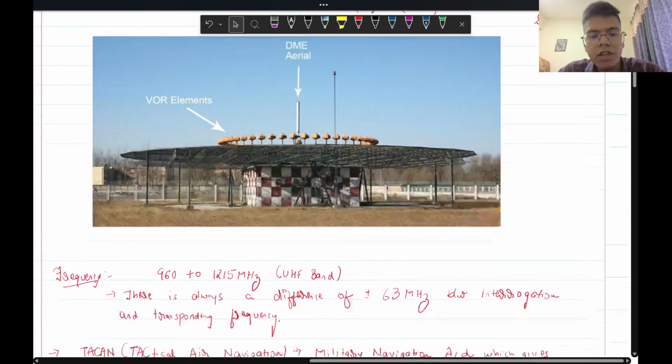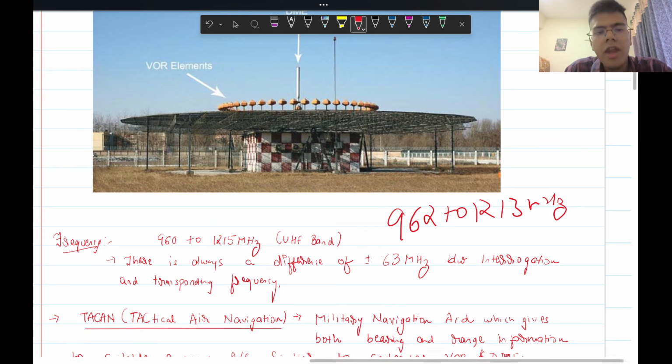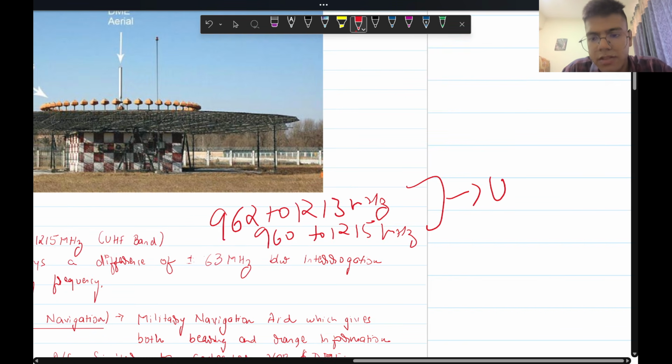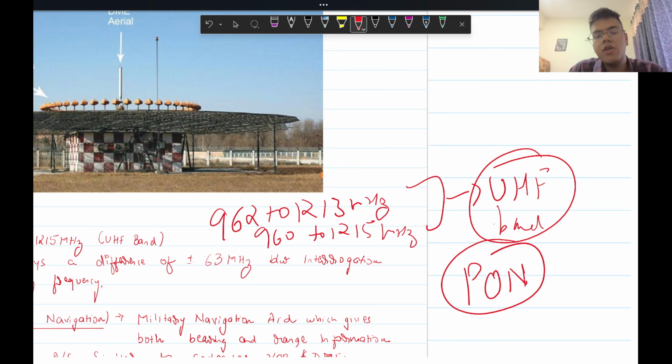Look, the frequency for DME is 962 to 1213 megahertz in some books, and in some books it is 960 to 1215 megahertz, which is very close. Nothing big, not much difference. So it is in the UHF band and its emission code is P0N, Papa 0 November. So remember this as well: it is the UHF band, emission code is Papa 0 November.